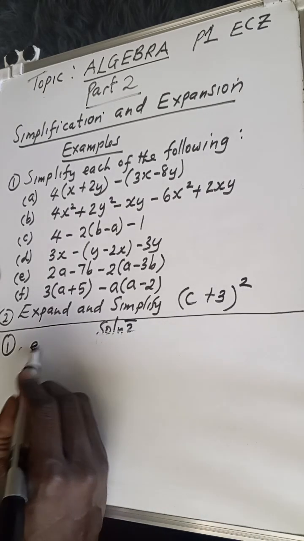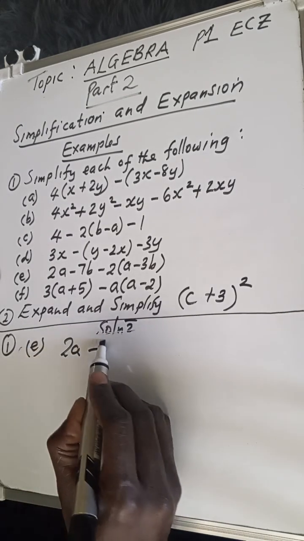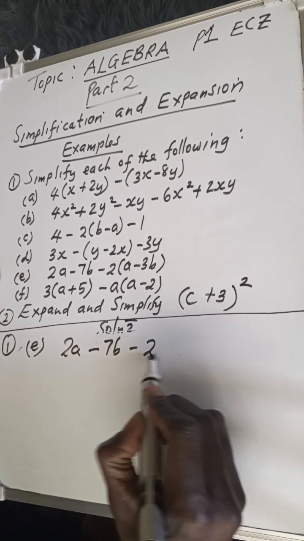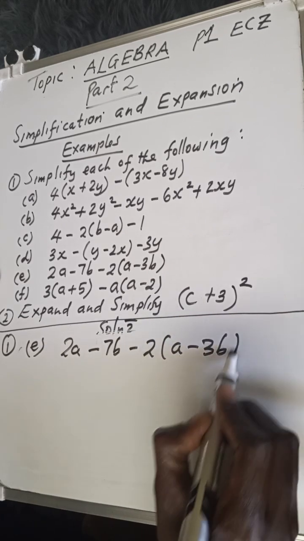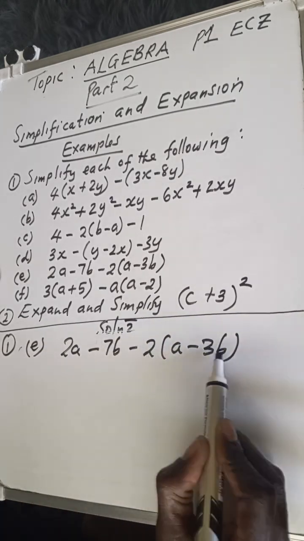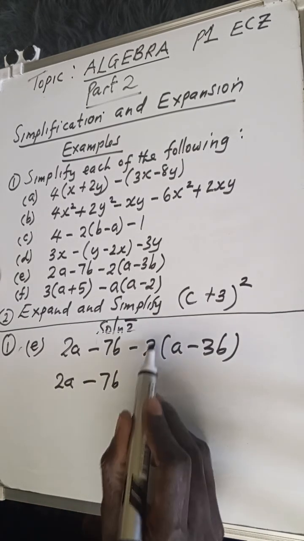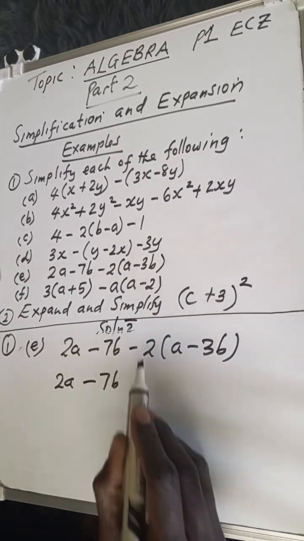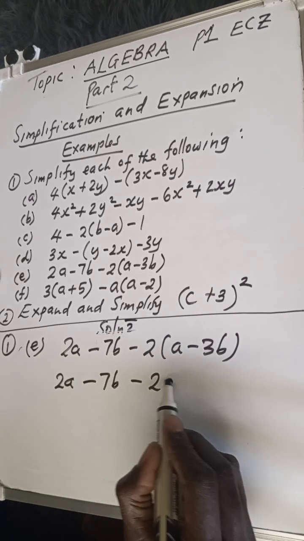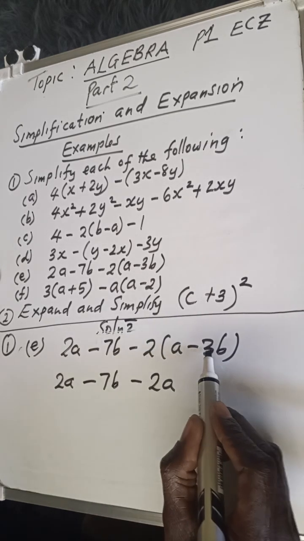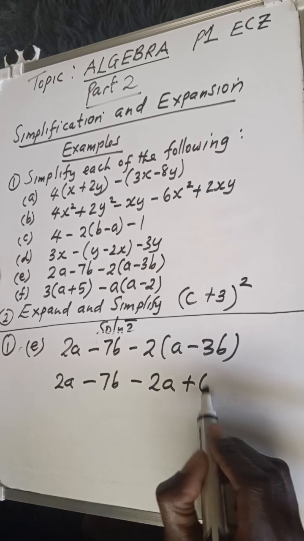Let's move on to the E part. It says 2a minus 7b minus 2a minus 3b there. So there's a bracket there. We need to expand that. So it will be 2a minus 7b, negative. Remember, take even the sign in front. Negative 2 times a, negative 2a. Negative 2 times negative 3b, positive 6b.